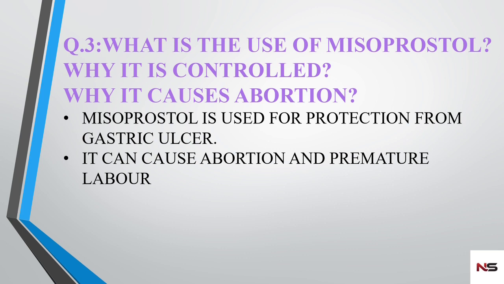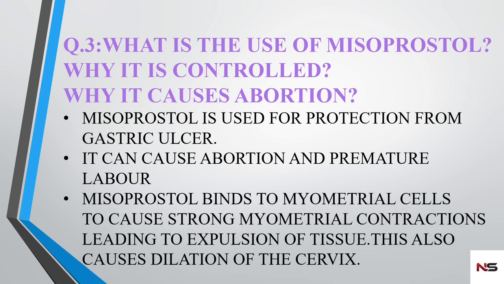So what is the reason behind the abortion? Misoprostol binds with myometrial cells of the uterus, and it causes strong myometrial contraction that will lead to expulsion of the tissue. It will also dilate the cervix, so it will lead to abortion. So that's why it is a controlled medicine.